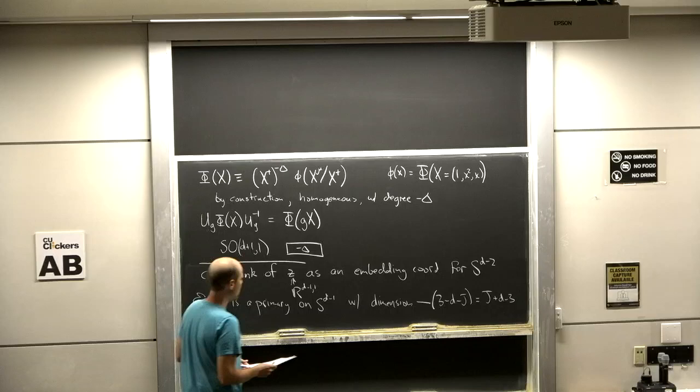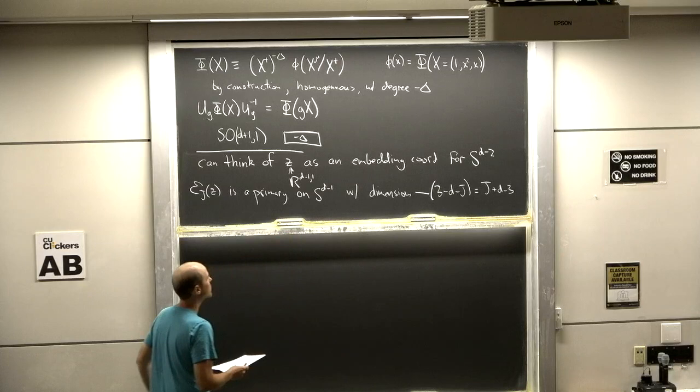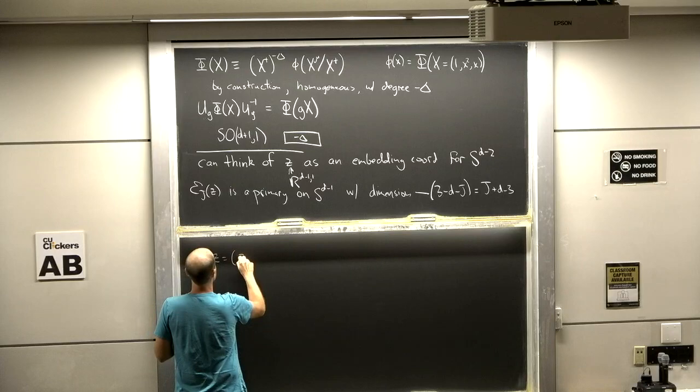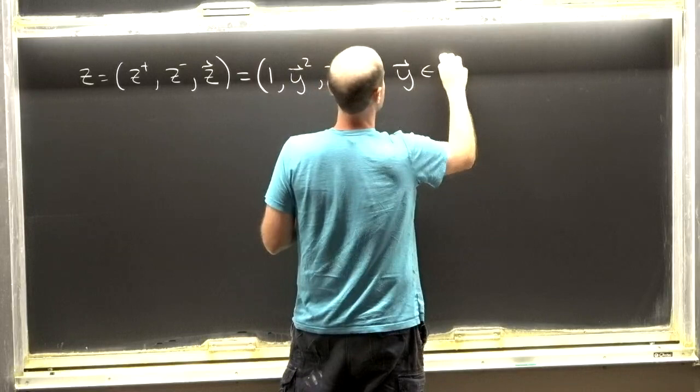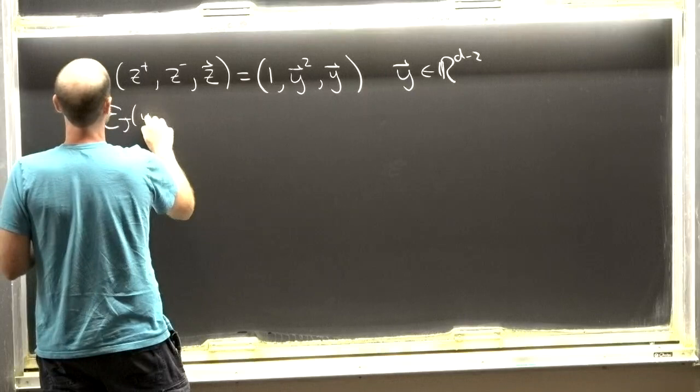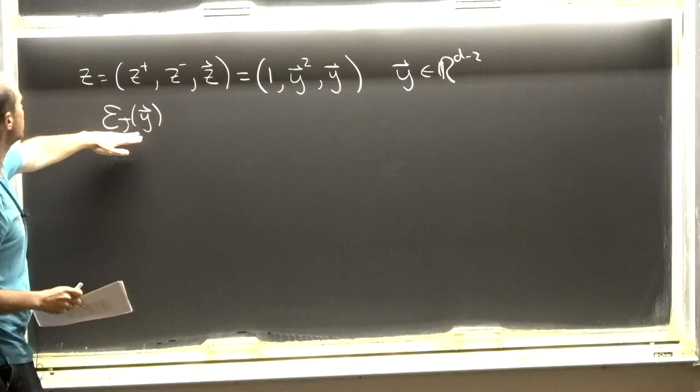If you like, you could go to a Poincaré section of the celestial sphere. So for example, you could set z in light cone coordinates equal to 1, y squared, y, where y is in R^(d-2). And then you would get an operator E_J of y that really transforms like we expect a primary to transform. So under a Lorentz transformation, this thing would have a transformation rule that looks like this. Okay, you can do that if you want.